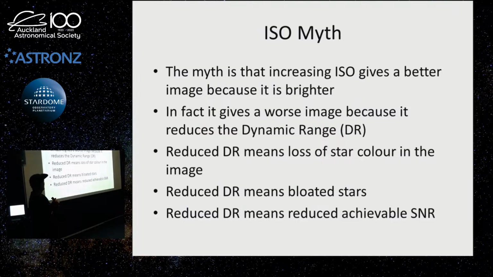So increasing ISO reduces the dynamic range of the image, and I'm going to explain that in part 2, which is today. Reduced dynamic range means you lose star colour, you get bloated stars, and you reduce the possible signal-to-noise ratio that you can get.